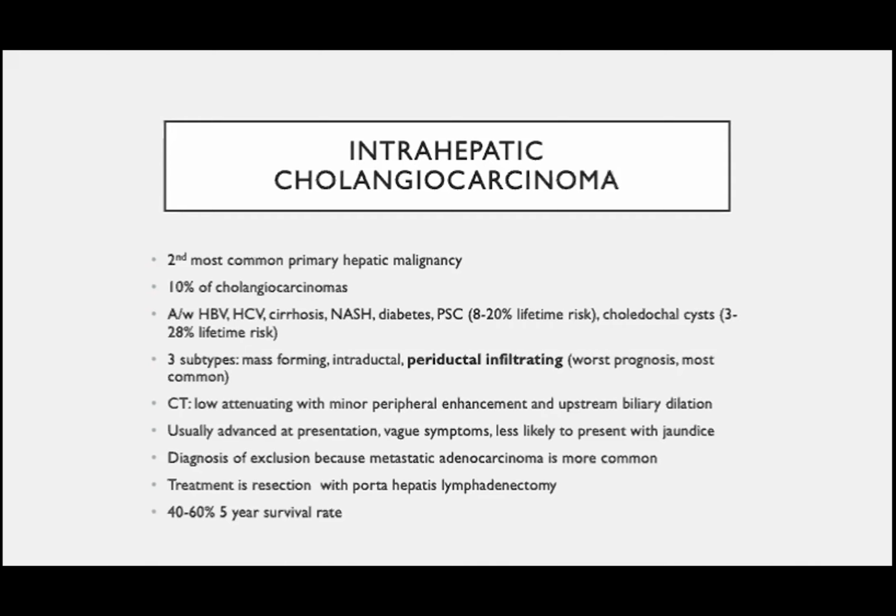On CT, it shows a low attenuating lesion with minor peripheral enhancement and upstream biliary dilation. It's usually advanced in presentation. It has vague symptoms and is less likely to present with jaundice. It's a diagnosis of exclusion because if you get a biopsy and it shows adenocarcinoma, adenocarcinoma is more common as a metastasis. Treatment is resection with a portal lymphadenectomy, but the 5-year survival rate is pretty low at 40 to 60%, which honestly is higher than I was expecting to see.